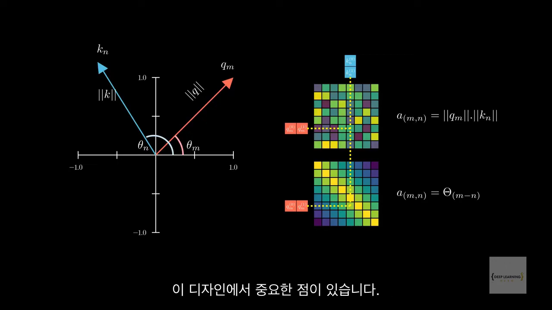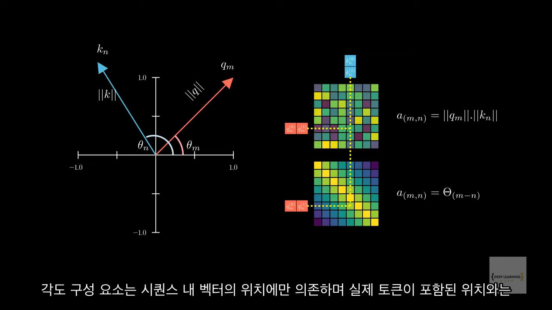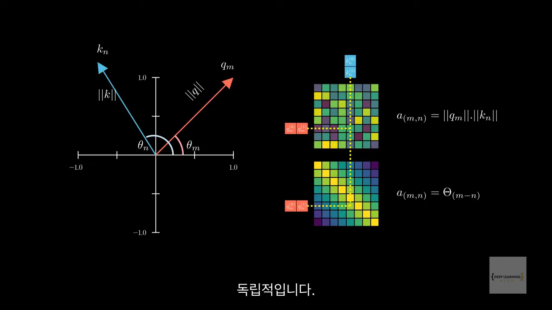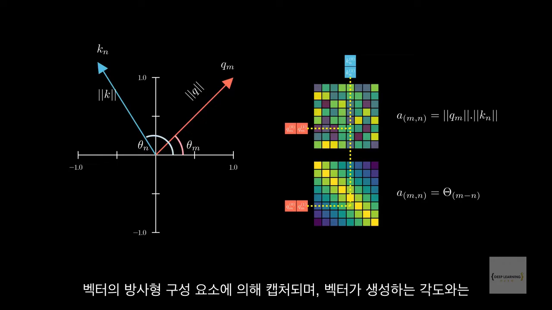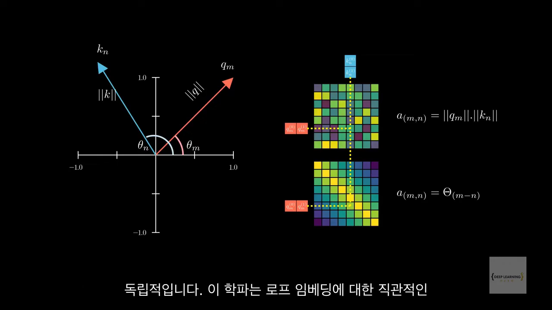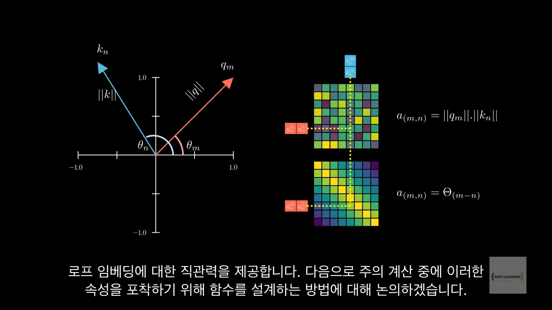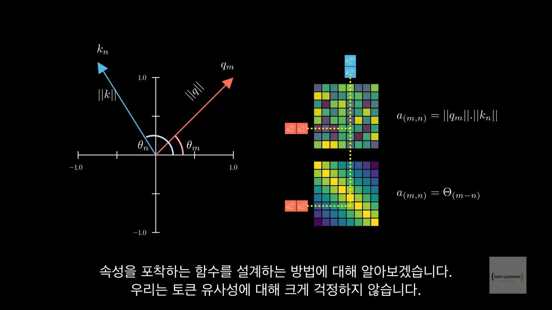Here's something important about this design. The angle component only depends on the position of the vector in the sequence and is independent of the actual token embeddings. On the other hand, the token similarity is captured by the radial component of the vector and is independent of the angle it creates. Remember this, as this school of thought lays the intuition for RoPE embeddings. Next, we will discuss how we can design functions to capture these properties during the attention computation.